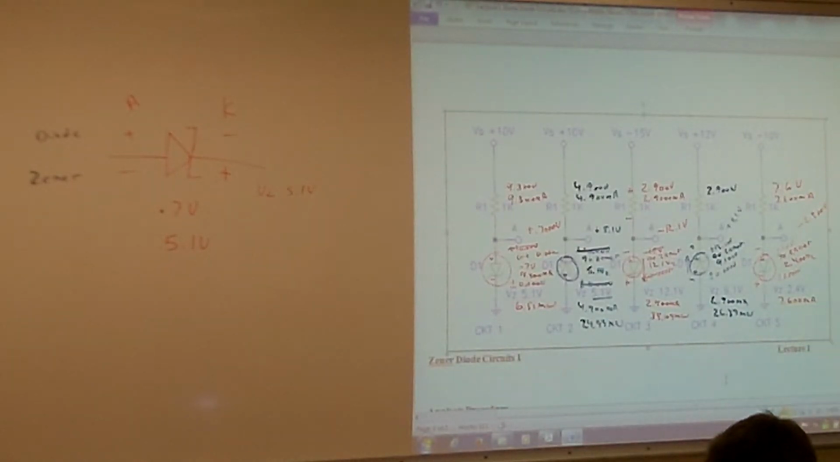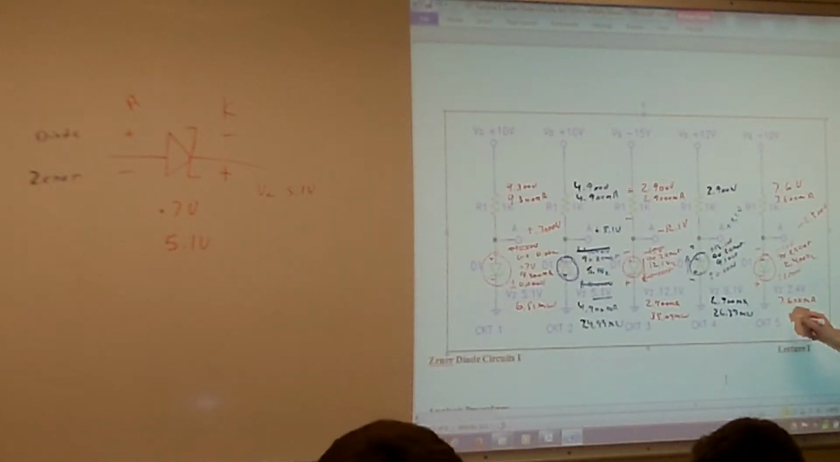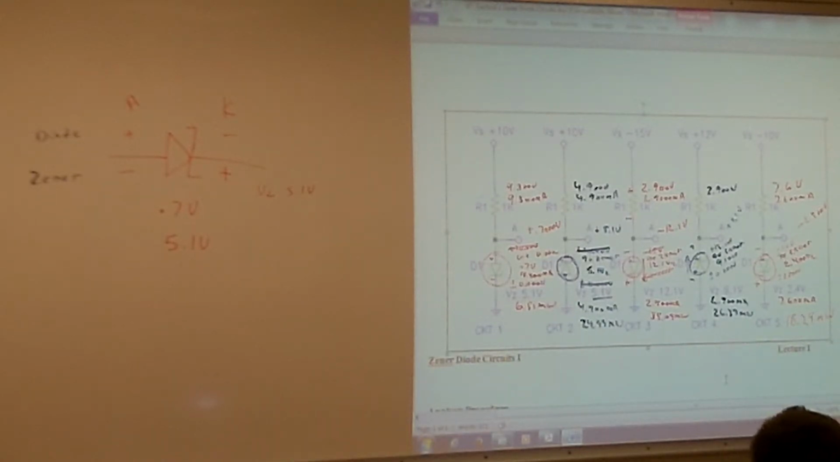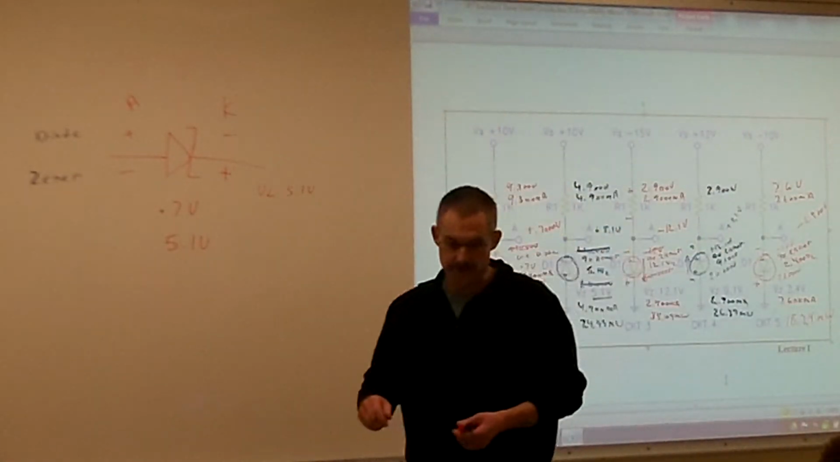Oh, and then my power for my diode? 18.24 milliwatts. What was it? 18.24 milliwatts. Alright. So pretty straightforward.